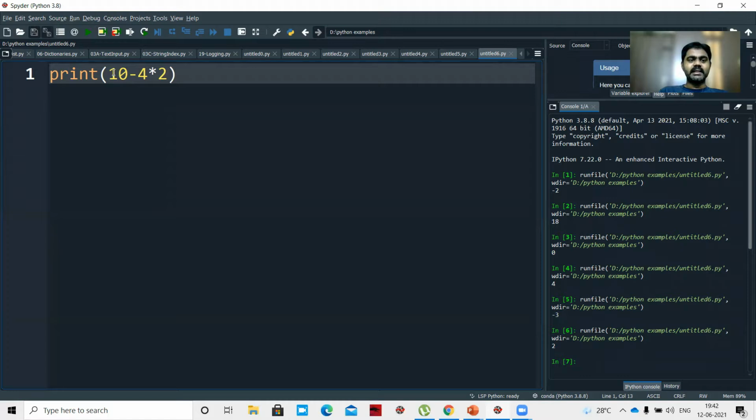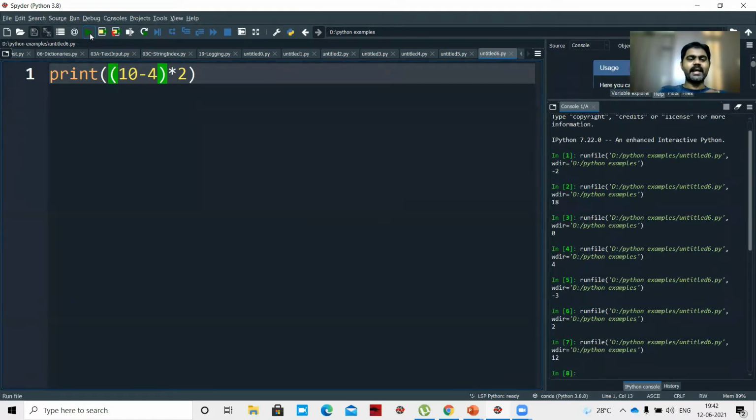Now let us assume brackets. So 10 minus 4 is in brackets. Now we'll see, we got 12. What happened here? Brackets have higher precedence when compared with multiplication. So in that manner we have some precedence. We have some priority of particular operators. So which one is to be evaluated first?